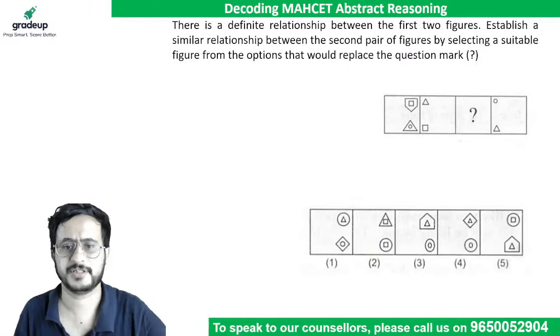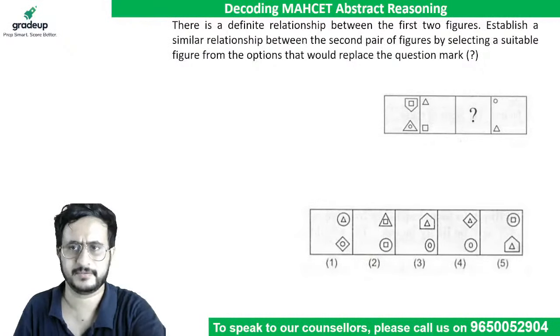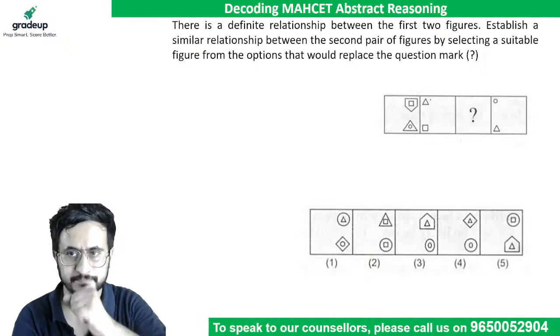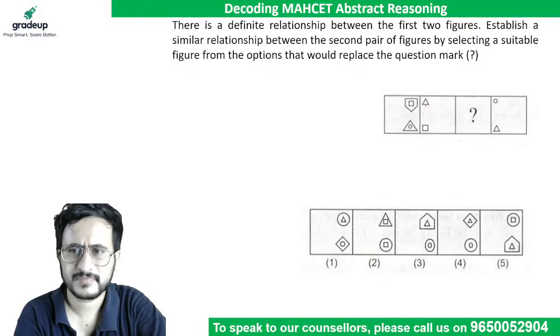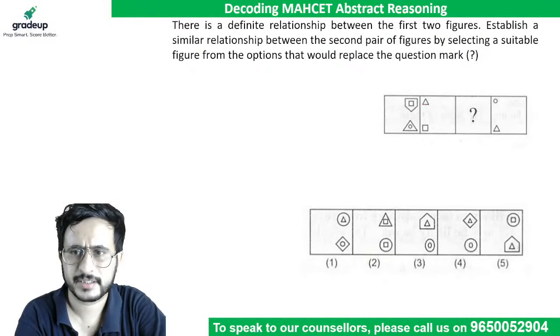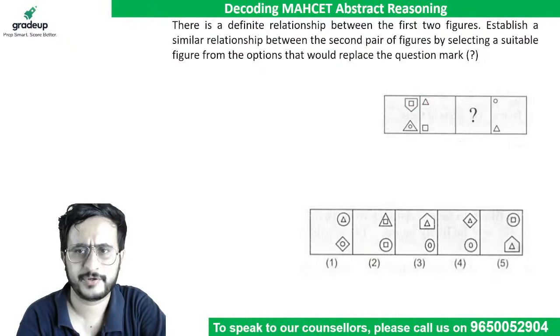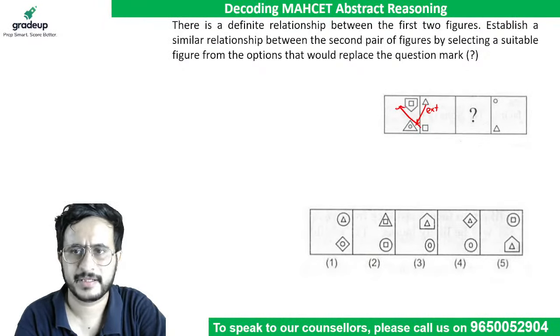So what is happening to this image? Again, look from left to right. Now this is a triangle. So what is happening to the triangle? The triangle is going down and is becoming the external figure. Now the square is going up and it is becoming the internal figure.